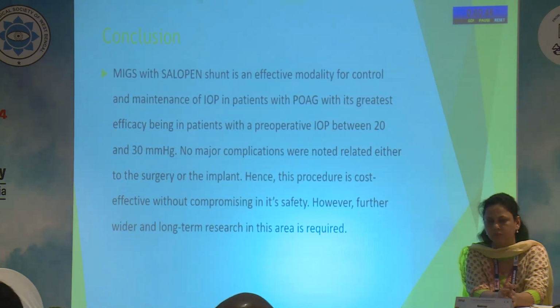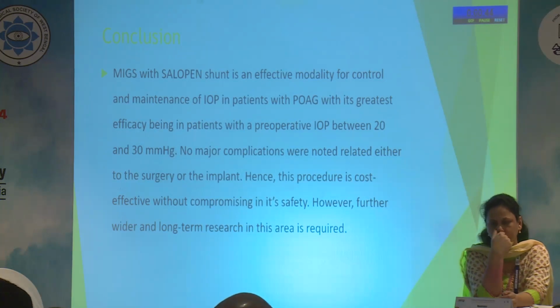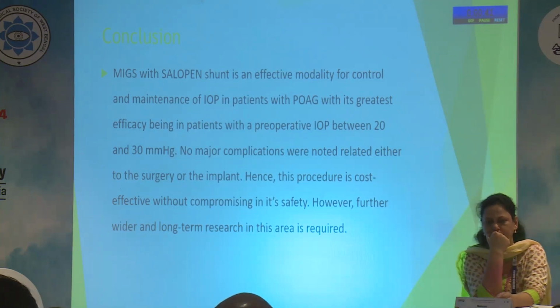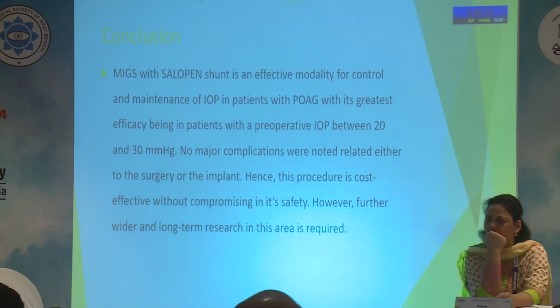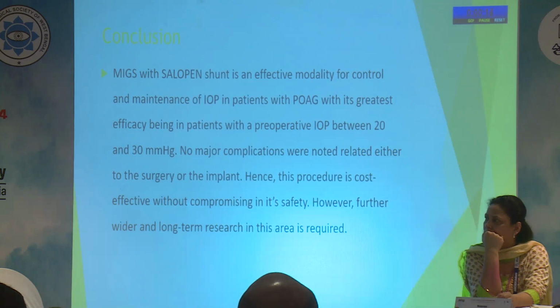In conclusion, we can say that microincision glaucoma surgery with SP shunt is a very effective modality for controlling and maintaining IOP in patients with primary open angle glaucoma, and its greatest efficacy is in the range of 20 to 30 millimeters of mercury. No major complications were reported other than failure of filtration, and even the patients who had failure of filtration were given anti-glaucoma medications, and IOP was controlled in them. So this procedure is very cost effective and very safe as a newer modality of glaucoma implant surgery.